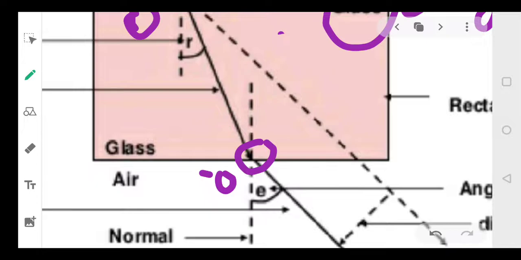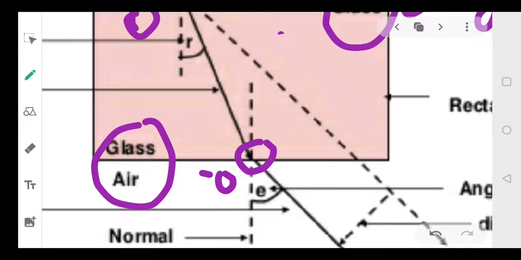Right. So again, at this point O dash, the light will change its medium from glass to air. Glass is a denser medium, air is a rarer medium. So the speed of light will increase. Correct? So the light ray will go away from the normal.